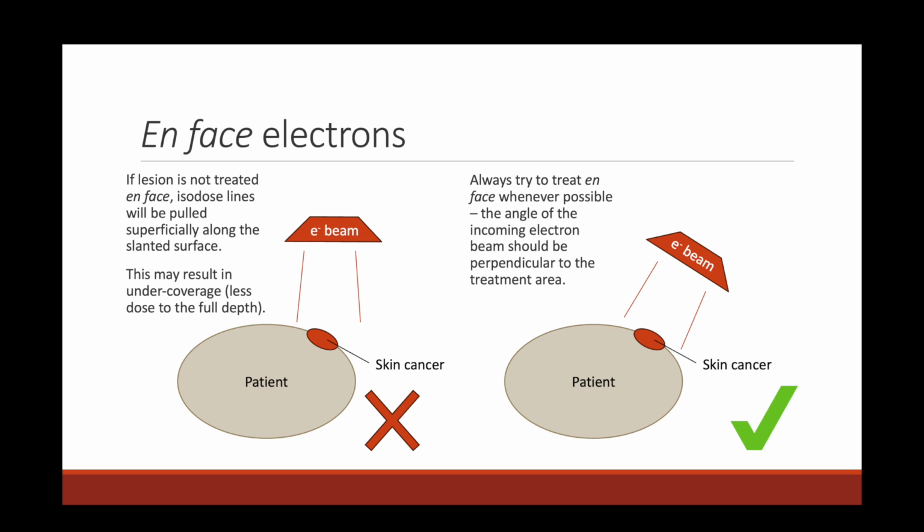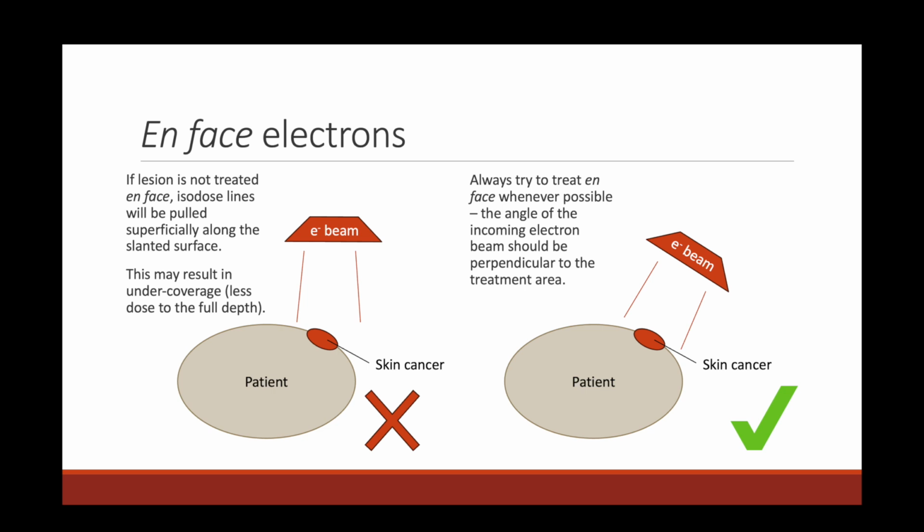Here's an example of what that might look like on a hypothetical patient. Say you are treating something along the patient's abdomen, and it's located more laterally in an area where the abdomen is curved. If we just lay the patient flat on the machine and treat that curved surface with the electron beam at a slanted angle, that may actually result in undercoverage, because the dose is going to be pulled superficially and you'll get less dose to the full depth of the tumor that you're treating.